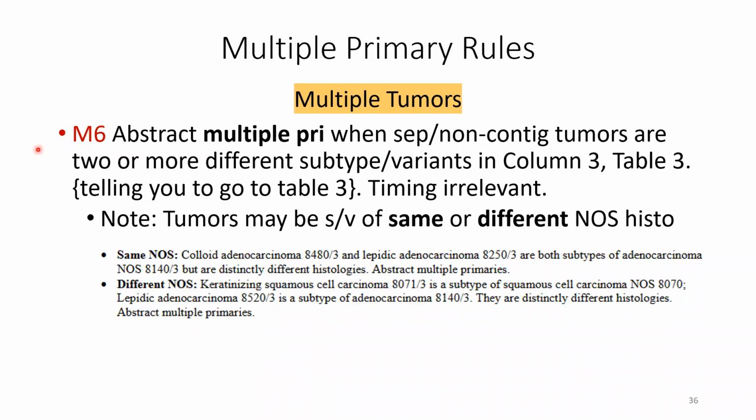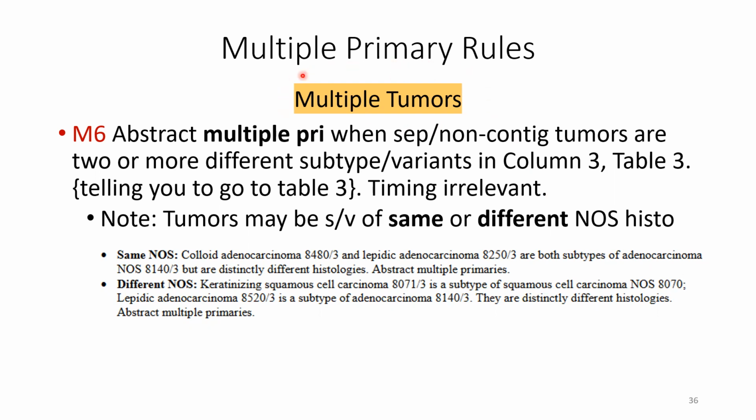M6 is a rule that's going to tell you to go to table 3. You will abstract multiple primaries when you have separate non-contiguous tumors that are 2 or more different subtype variants in column 3 of table 3. The timing is irrelevant. They're basically telling you if you have specific subtype variant histologies, those are multiple primaries.